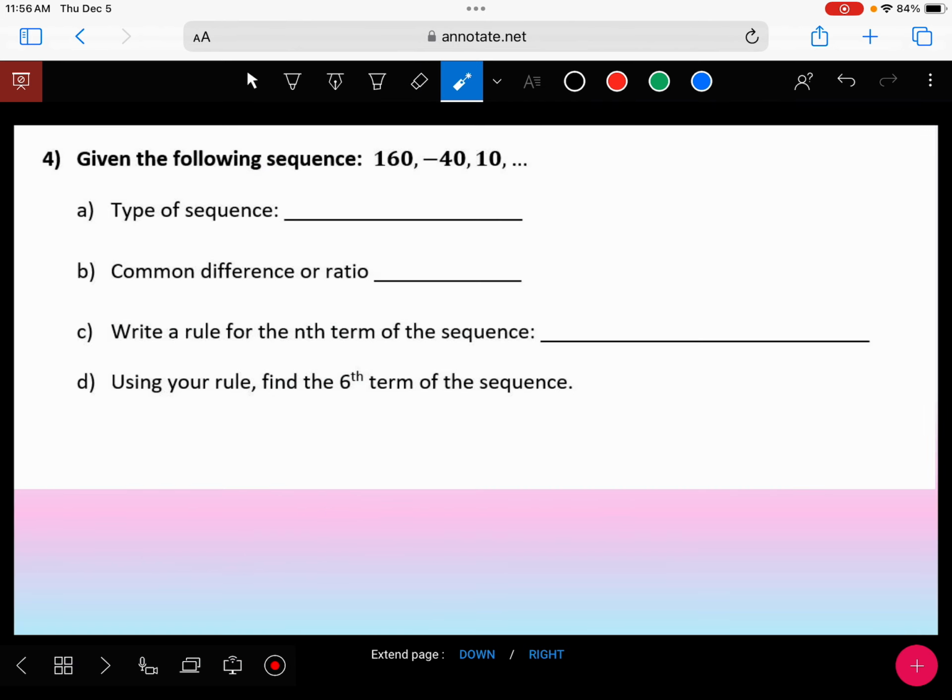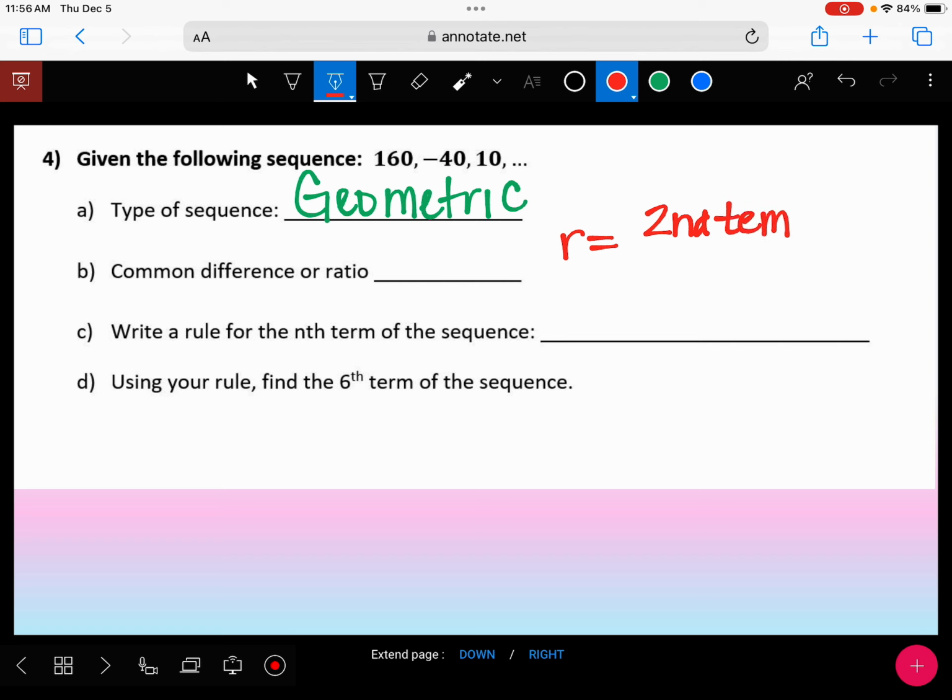Let's go to number 4. What kind of sequence is this? We go from 160 to negative 40 to positive 10. Geometric. And again, if it's difficult for you to find your ratio, you take the second term and divide it by the first. Yep. So you could write this as negative 1/4 or negative 0.25.